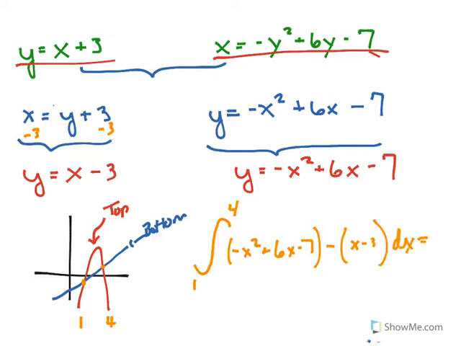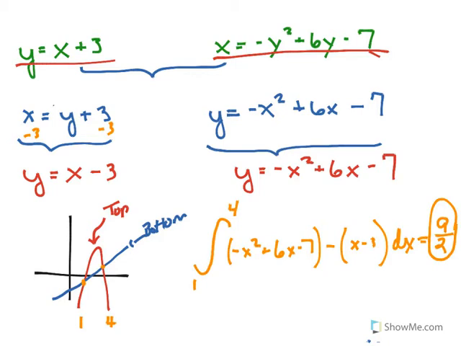I'm going to put them into my calculator right now. I'm going to pick up a calculator page. Calculator, menu, calculus, integral from 1 to 4 of f2 of x minus f1 of x dx. And I got the answer of 9/2. Now that number is right, that's the actual area.